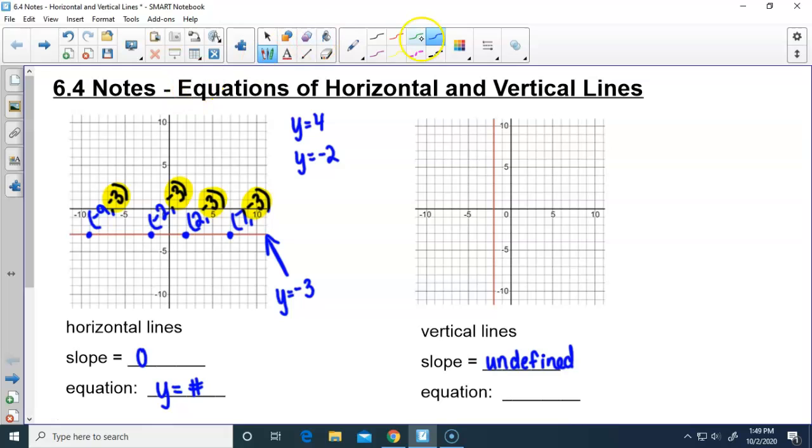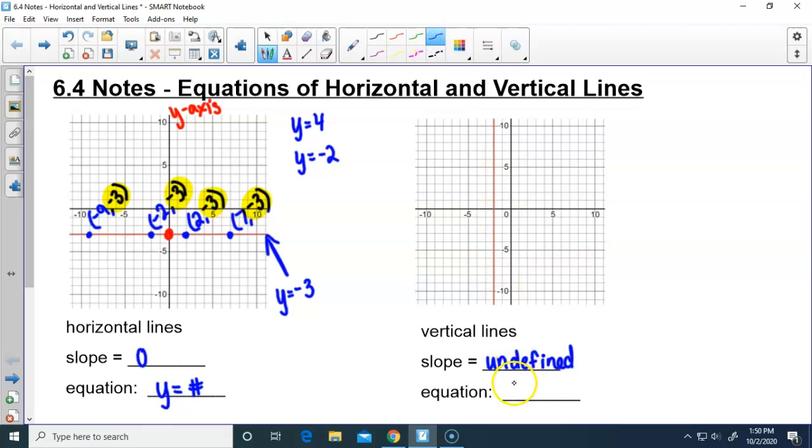You can also see here it crosses the y-axis at -3. y equals -3 would be the equation of this line. So it's sometimes confusing to students, I think, because the x-axis is horizontal, but the equation of a horizontal line is y equals. So it's sort of backwards from your axes here.